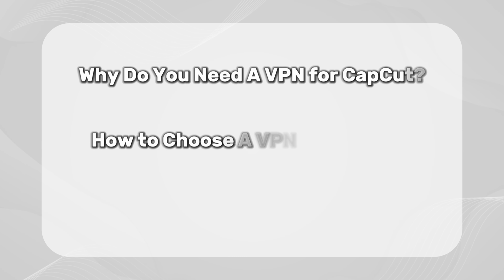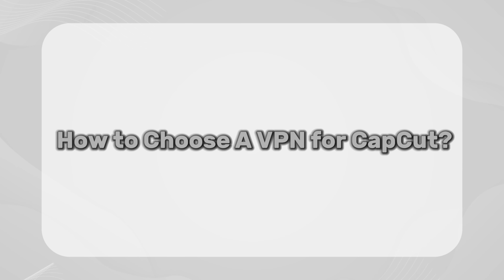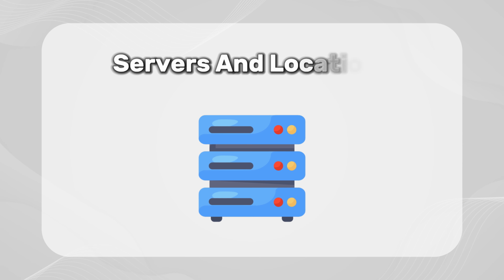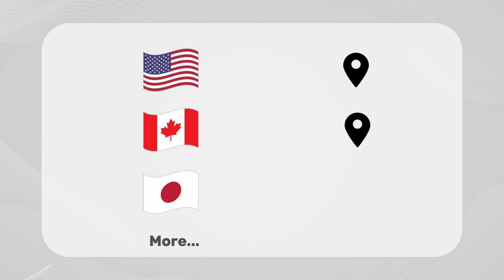In the next part, we will talk about what criteria you need to consider when choosing the best VPN for CapCut. The first one is servers and locations. You need a VPN with US, UK, and Japan servers where CapCut works freely. A good VPN provides worldwide servers that allow you to use CapCut anywhere.